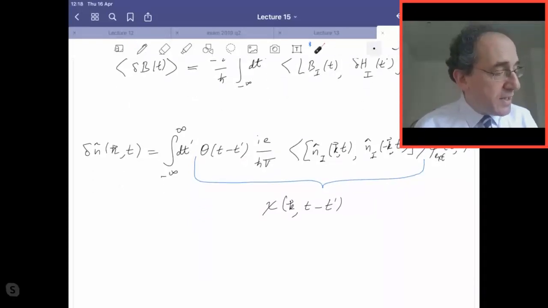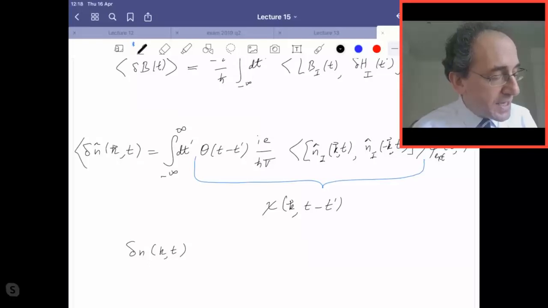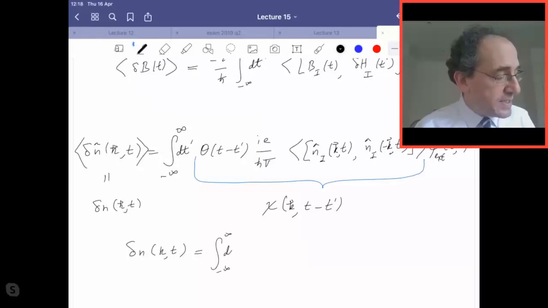Okay, so let me simplify this equation a little more using this notation of chi, the linear response kernel, the linear response function. So we have a delta n, which we measure at k and t. Actually, what we're measuring is the expectation. So delta n at k and t, no longer an operator but an expectation, is the integral from minus infinity to infinity dt prime of chi of k, t minus t prime, times the externally applied perturbation psi at k and t prime.